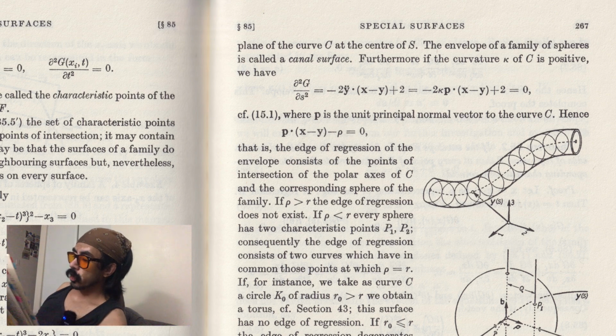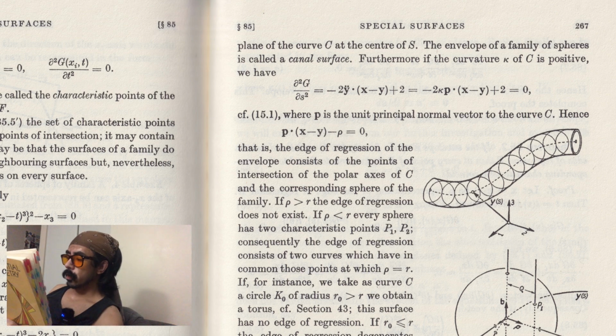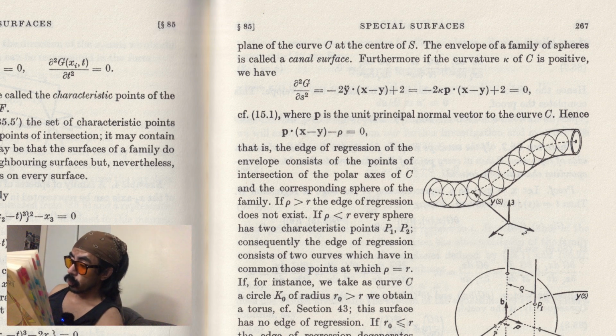Hence, the vector p scalar product with the vector x minus the vector y, then minus rho is equal to 0. That is, the edge of regression of the envelope consists of the points of the intersection of the polar axes of capital C and the corresponding sphere of the family. If rho is greater than r, the edge of regression does not exist. If rho is less than r, every sphere has two characteristic points, capital P1 and capital P2. Consequently, the edge of regression consists of two curves which have in common those points at which rho equals r.